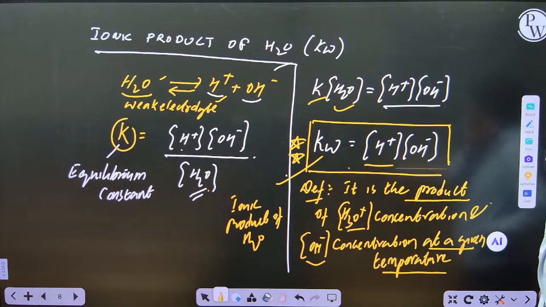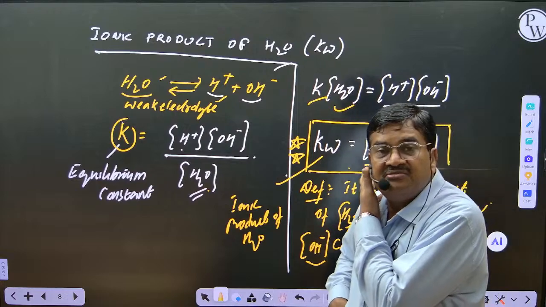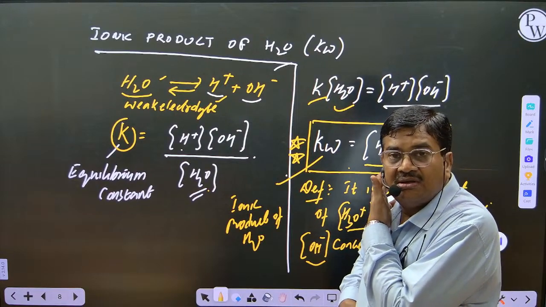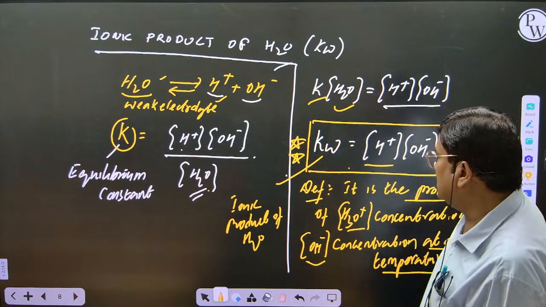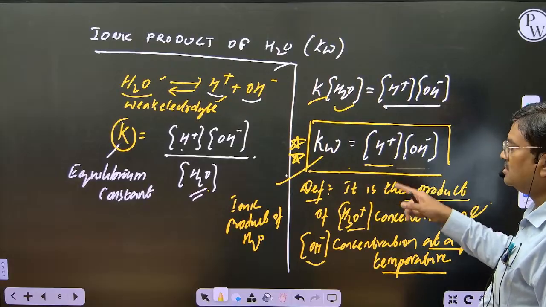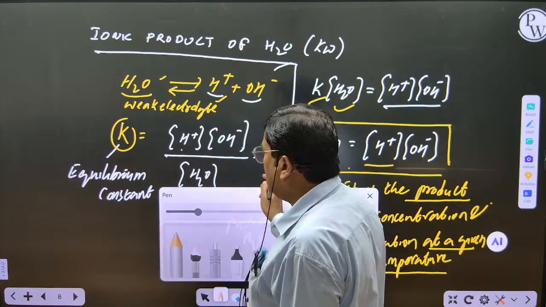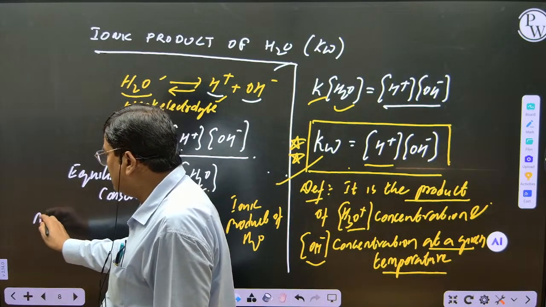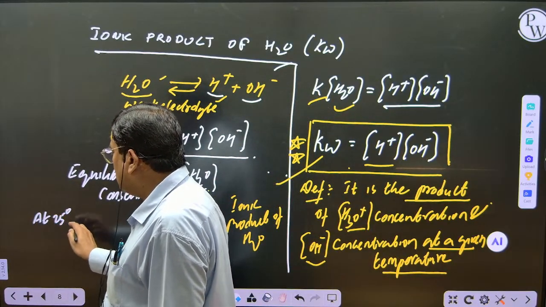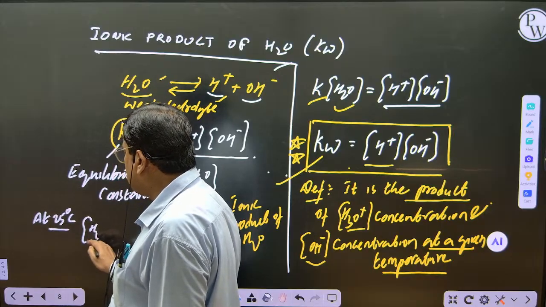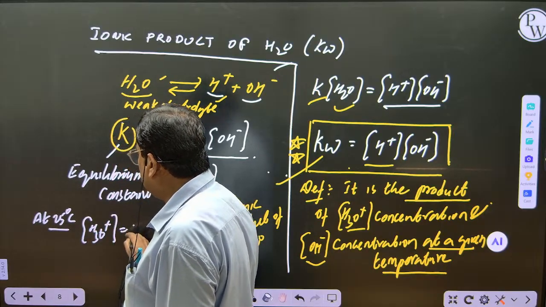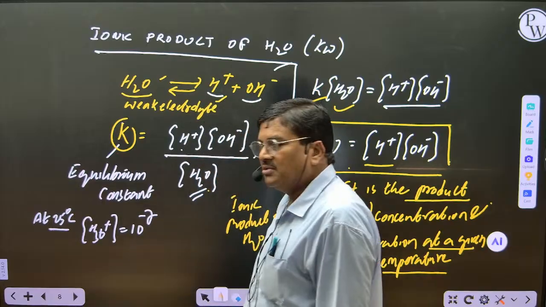The same concept we study when we start from the equilibrium chapter, we get this. Now see this Kw we wrote, no? Now consider at 25 degrees Celsius. At room temperature, when you are taking 25 degrees Celsius, the hydronium ion concentration will be 10 power minus 7. What is that concentration?